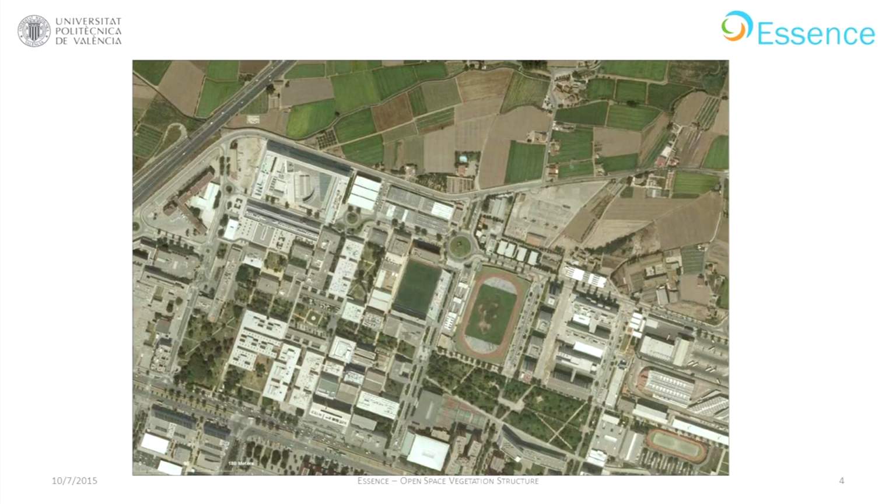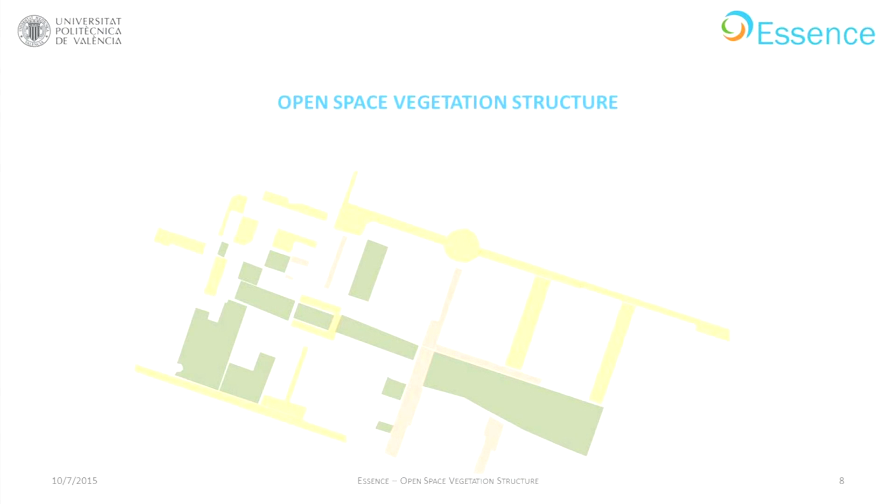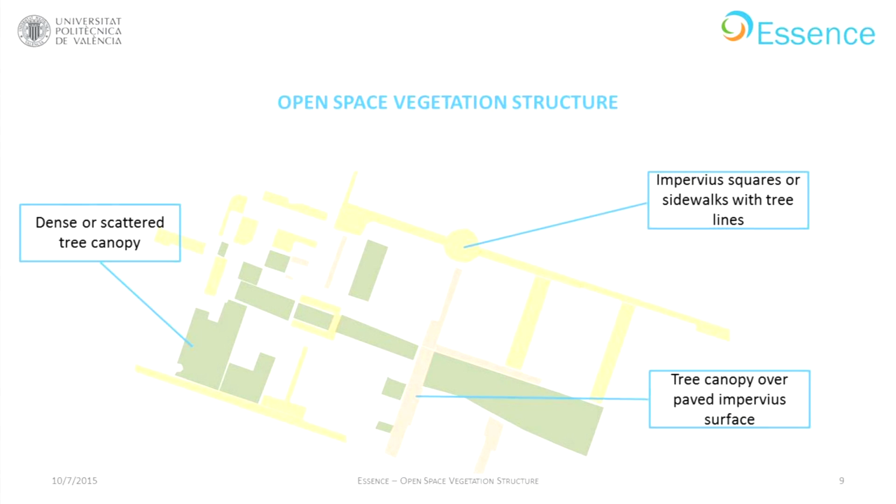For example, in urban areas such as the Polytechnic University of Valencia, we may find green areas with different structure composition, from dense to scattered tree canopy over lawn surface, or tree canopy over paved impervious surface, or maybe different types of impervious squares or sidewalks with tree lines along the street or path.